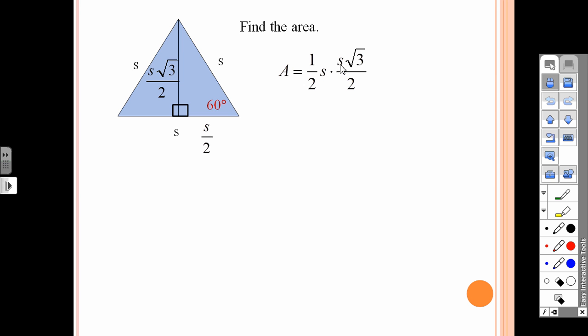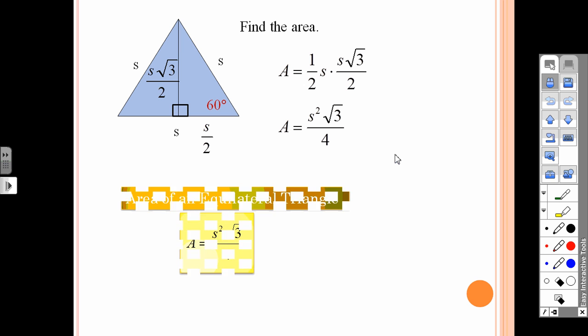So this S and that S can multiply together to be S squared. This 2 and that 2 can multiply together to be 4. And there you have it. That is your formula to figure out the area of an equilateral triangle. All you need to know is what the side length is.